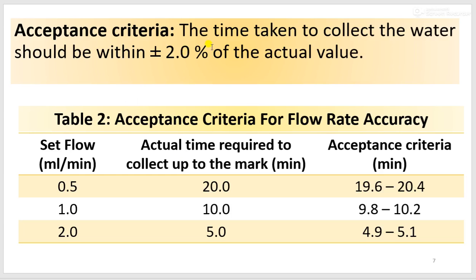The acceptance criteria for flow rate accuracy is that the time taken to collect the water should be within plus or minus 2% of actual value. Table 2 depicts acceptance criteria for the parameter flow rate accuracy. Here the flow rates are 0.5 ml per minute, 1 ml per minute, 2 ml per minute. The actual time required for 0.5 ml per minute is 20 minutes, for 1 ml per minute 10 minutes and for 2 ml per minute 5 minutes. And these are the acceptance criteria expressed in minutes.